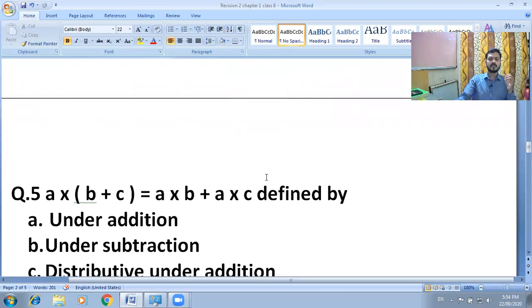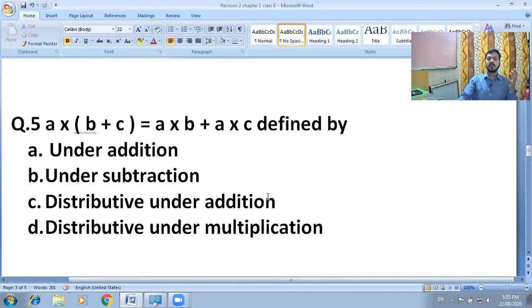Further, question number 5: A into (B plus C) equals A into B plus A into C is defined by which property? Under addition, under subtraction, under distribution, under multiplication? If you give a correct answer, you can score 1 mark. So try to recall all the concepts, then give the answer.